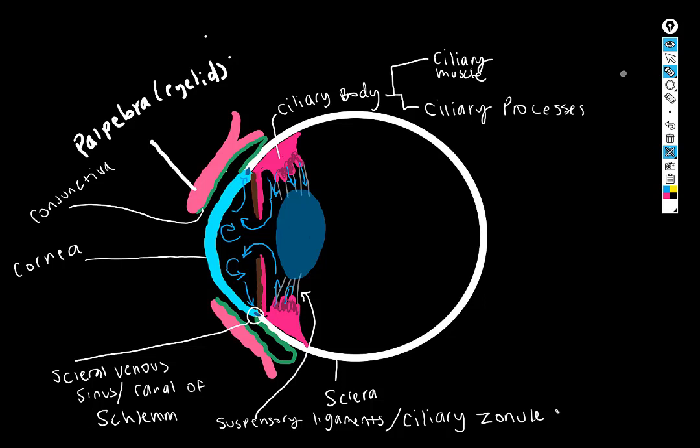So the way that these help you focus an image is the smooth muscle of the ciliary body contracts or relaxes, and that's going to pull your lens into a more flattened or more rounded shape. And that's going to help focus light from either a near or a far object on the back of your retina in the appropriate spot.